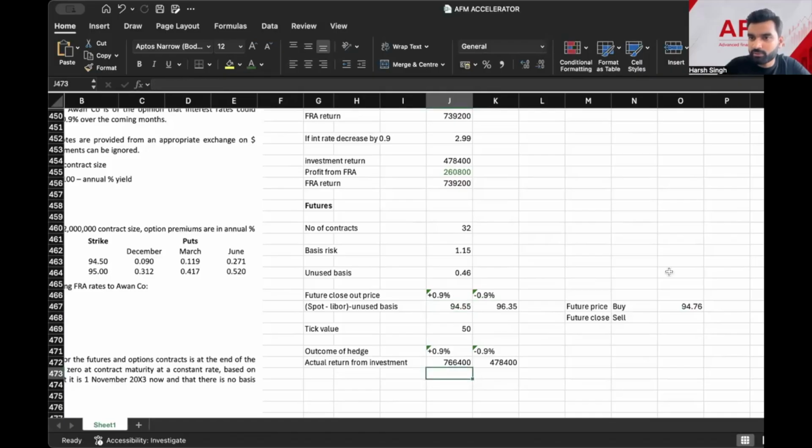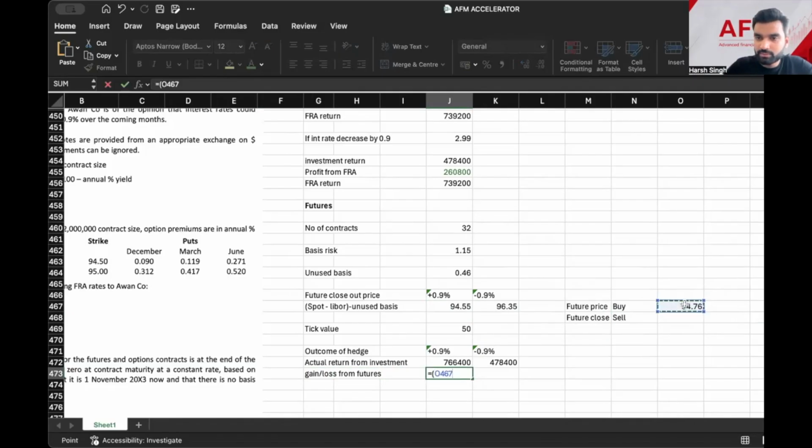So over here, it will be a loss. Why? You can directly see now I'm buying at 94.76. I'm selling at 94.55. Am I making any loss? Am I making any profit? Absolutely not. So that will be a loss for me. So I'll directly write down over here, that will be equal to gain/loss from futures. So I'll write my future price buying minus my future closeout price, that is 94 point.